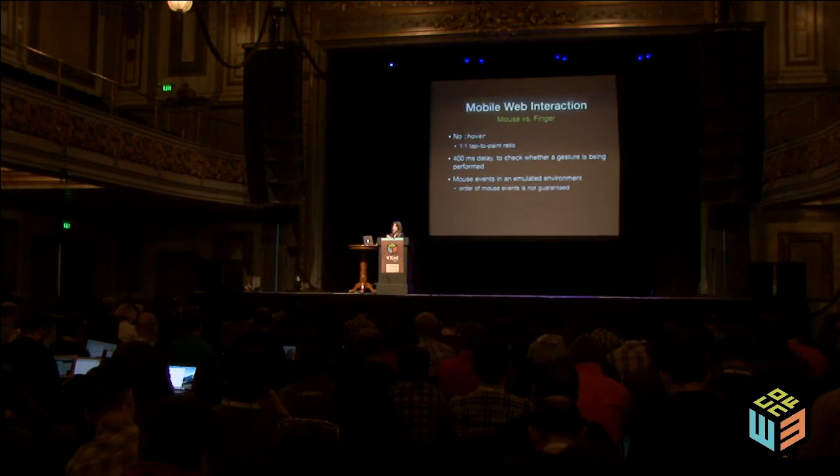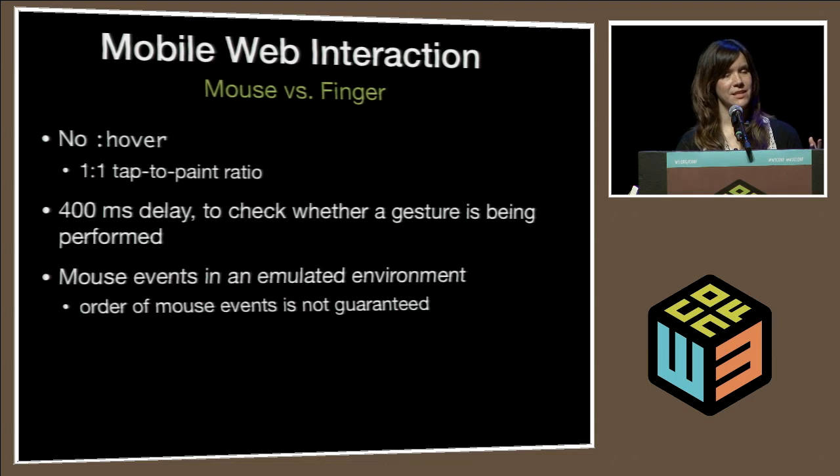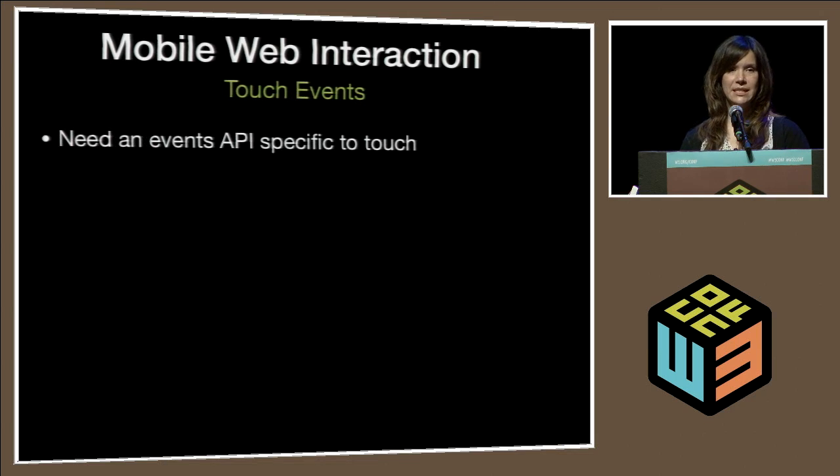So, you may touch an element on the page and a click event fires, a mouse down event, hover is triggered. Since this is an emulated environment, the order that those events are firing is never really guaranteed. So while most websites that have mouse events will work okay on a mobile device, if you really want fine-grained control, there needs to be a specific API for touch events.